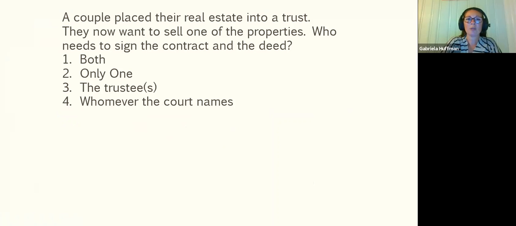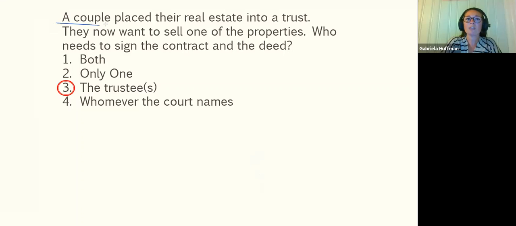So let's add a little bit more. A couple placed their real estate into a trust. They now want to sell one of the properties. Who needs to sign the contract and the deed? Same answer, the trustees.